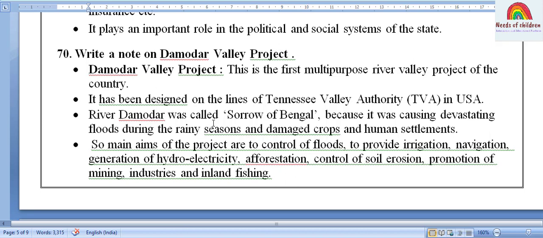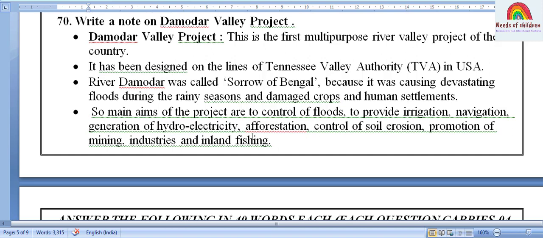River Damodar was called the Sorrow of Bengal because it was causing devastating floods during the rainy seasons and damaged crops and human settlements. So the main aims of the project are to control floods, to provide irrigation, navigation, generation of hydroelectricity, afforestation, control of soil erosion, promotion of mining, industries and inland fishing.